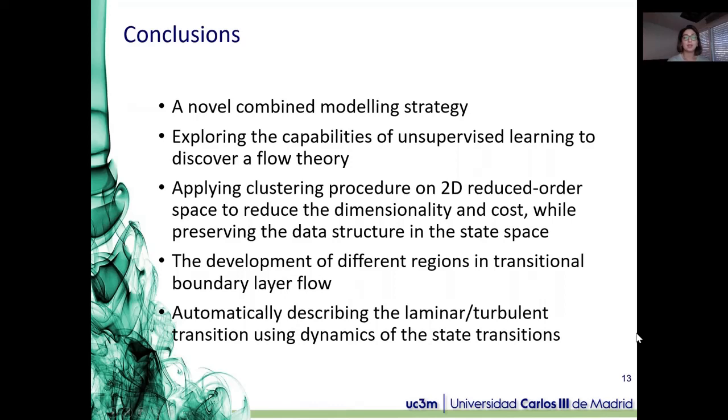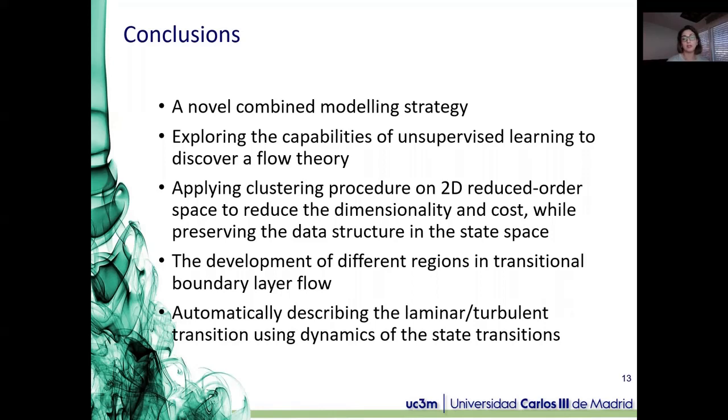To conclude, we proposed a novel modeling strategy that combines 2 unsupervised machine learning tools, each well-known in its own field. With this approach, we challenged unsupervised machine learning tools to explore the capabilities of unsupervised learning to discover a flow theory.